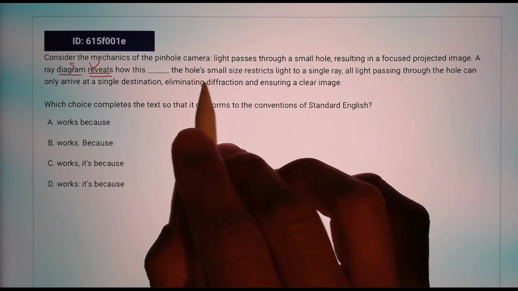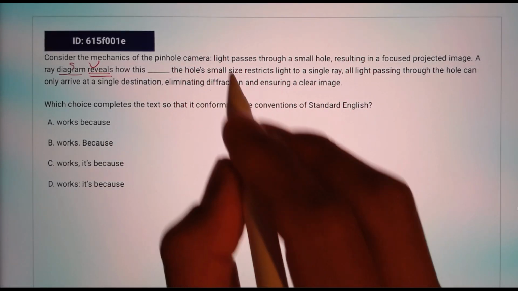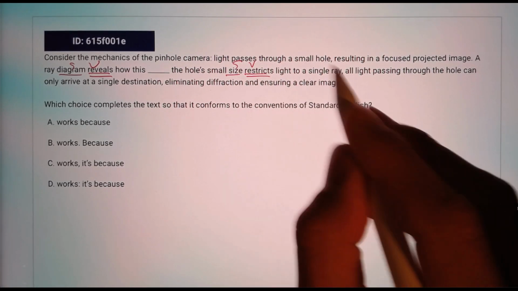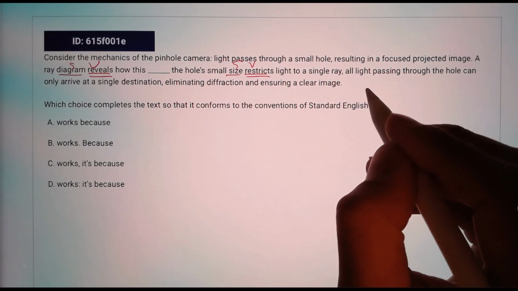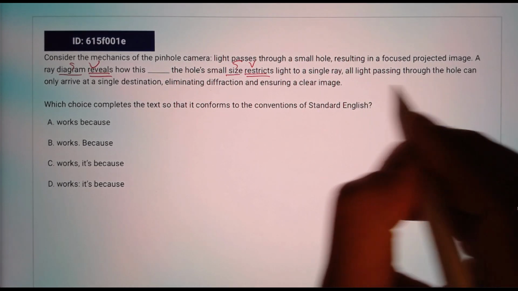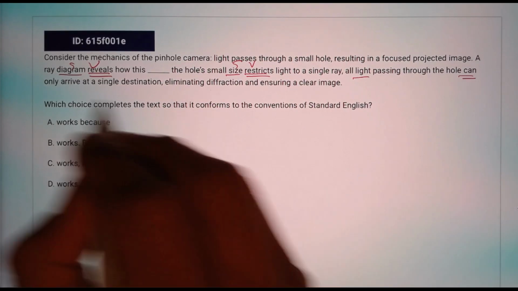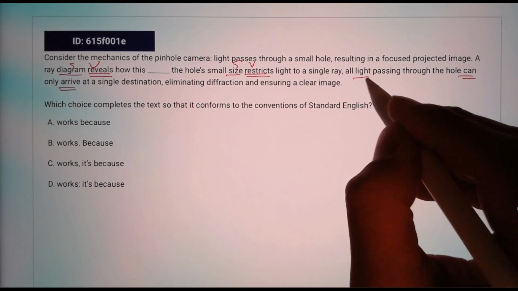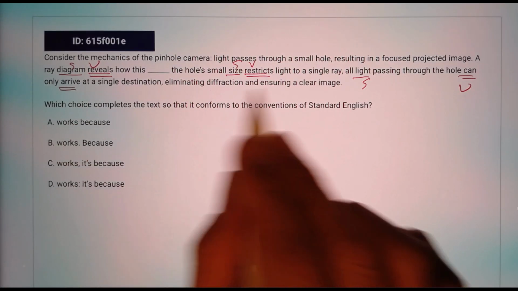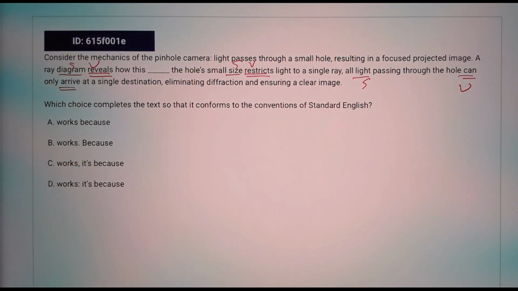It's because the hole's small size restricts the light to a single ray. All light passing through the hole can only arrive at a single destination. Well, we got subject and verb, another subject and verb.